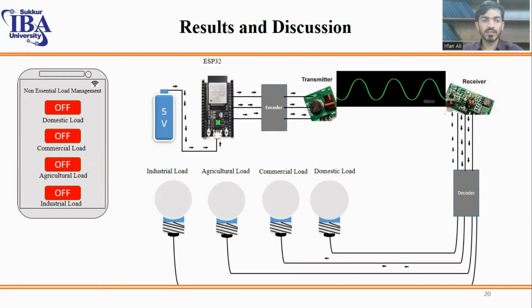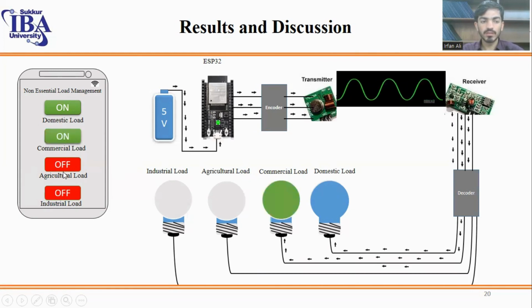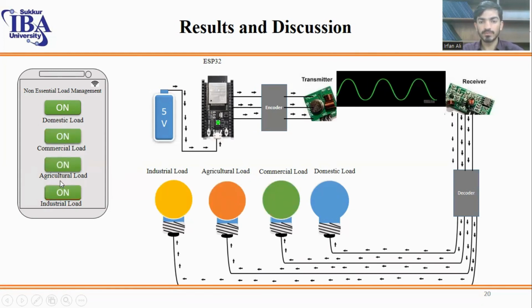The results and discussions. This shows the mobile app, and the ESP32 transmitter and receiver, meaning the radio frequency module with encoder and decoder. There are four loads connected, named domestic load, commercial load, industrial, and agricultural load. Now, when the service provider turns on any load, for example the domestic load, you can see that the domestic load is now on, then the commercial load, then agriculture, and then the industrial load.